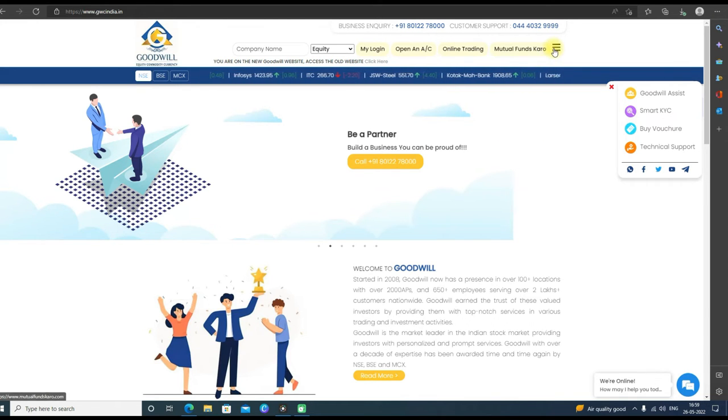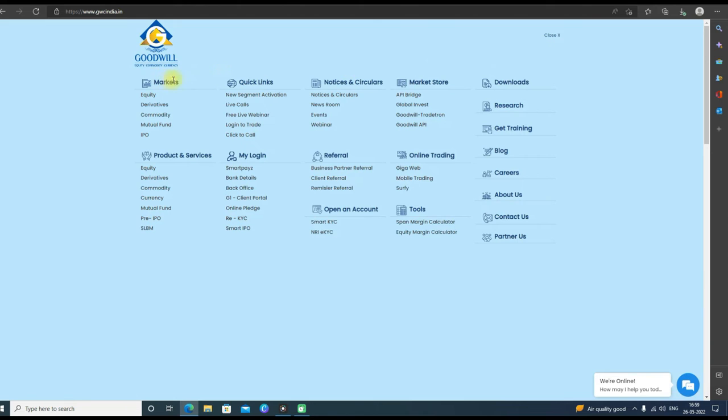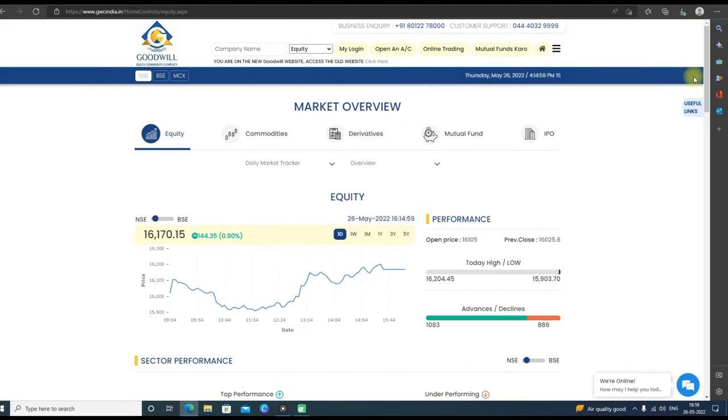Today we will see the NIFTY Open analysis via Goodwill Wealth Management website. First we will have to click on these three horizontal bars and go to market segment and click on the equity. From here we can basically get the performance of the equity in today's market.